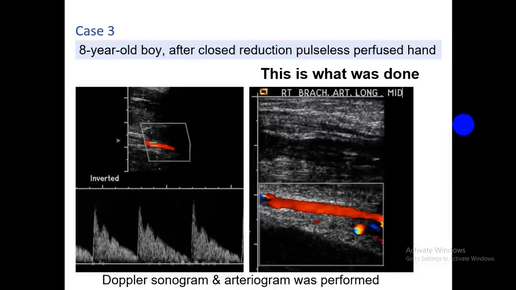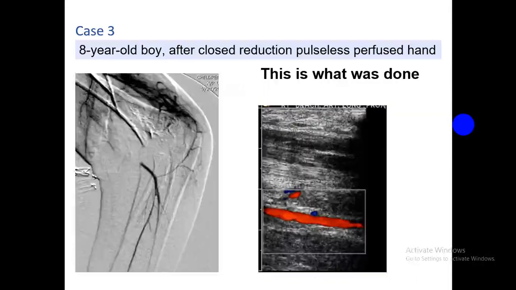The vascular surgeons asked for Doppler sonogram and arteriogram, which was performed. And then you can see in the angiogram here that there's blockage of the blood flow down the brachial artery at the level of the fracture almost, and down into the forearm. But you can see that there's very good collateral circulation.